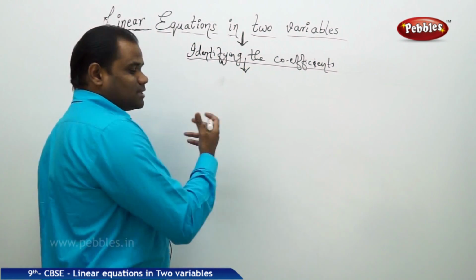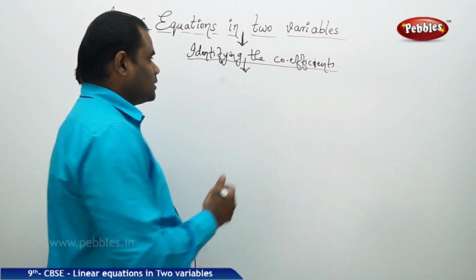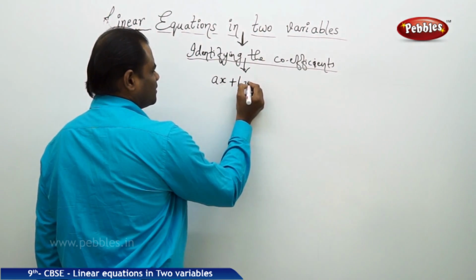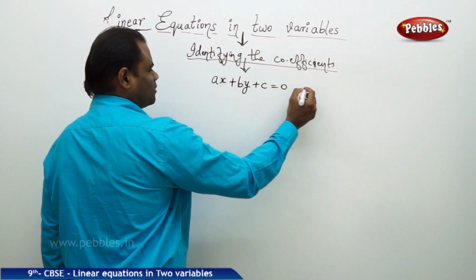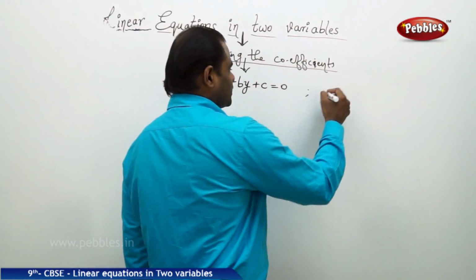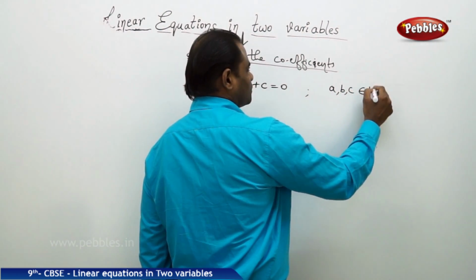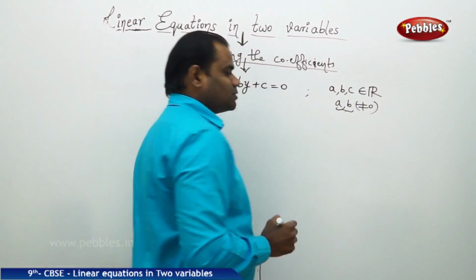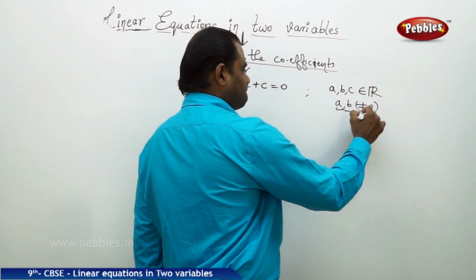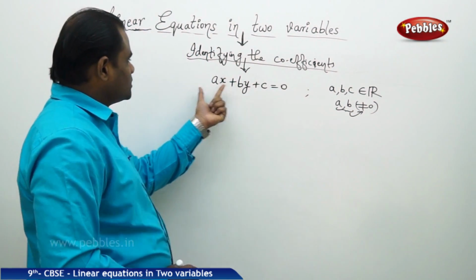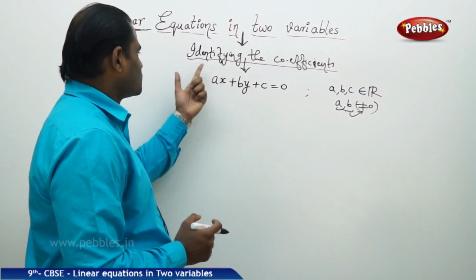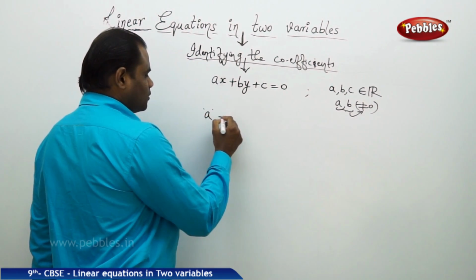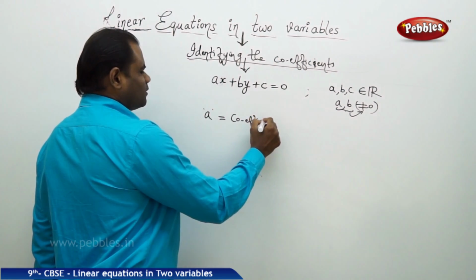For example, we have discussed in the previous sessions that a linear equation can be expressed in general form as ax plus by plus c equal to 0, with two rules. Rule 1 says that a, b, c must belong to real numbers, and rule 2 says that both a and b are non-zero. So with these rules, this is about identifying the coefficients. When I want to find the coefficient a, I clearly identify A to be the coefficient of x.